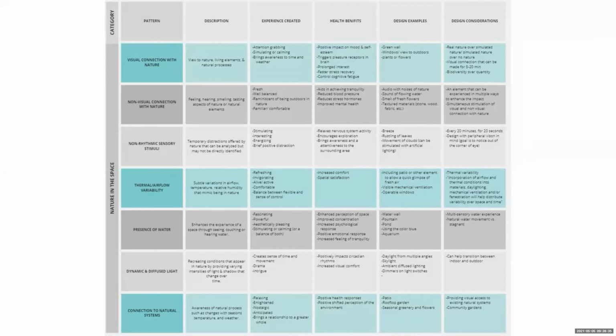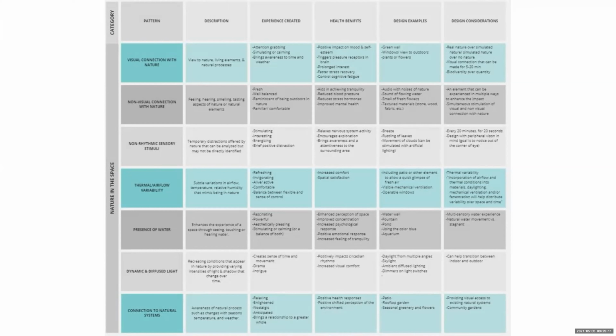So I'm just going to run through one of them, which is visual connection with nature. That is essentially the physical view of nature, whether it be through plants or other elements like that. The experience created is it's attention grabbing, stimulating, or calming, depending on how you incorporate the nature. Since biophilic design is so versatile, you can have different experiences created based on how you implement it. So it's not just one experience, it's multiple experiences depending on how you decide to use the design.